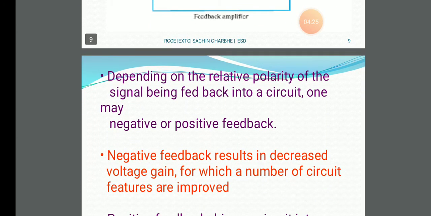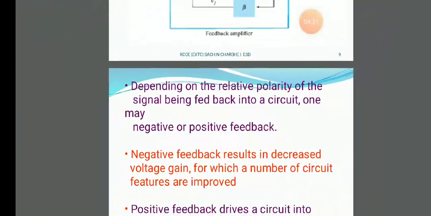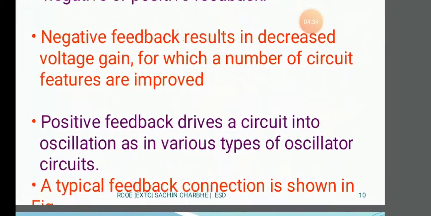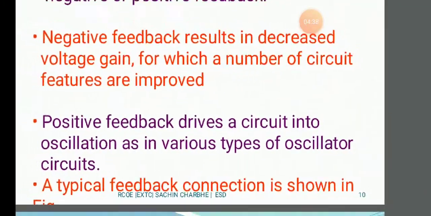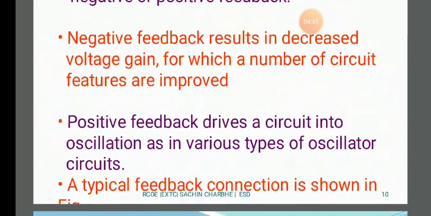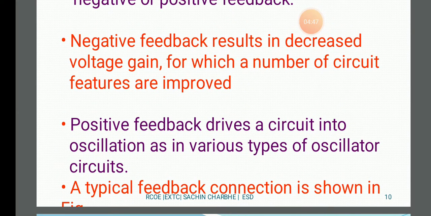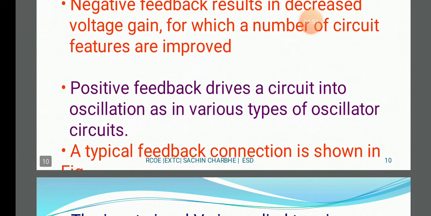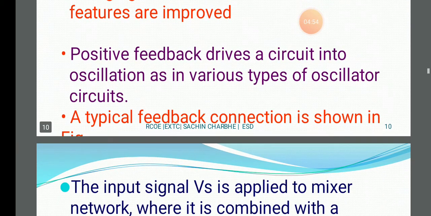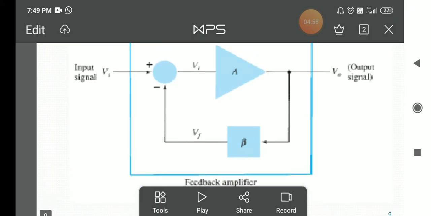Now, depending on the relative polarity of the signal being fed back into the circuit, we get negative or positive feedback. Negative feedback results in decreased voltage gain, for which a number of circuit features are improved. Positive feedback drives the circuit into oscillation, as in various types of oscillators. So positive feedback is used for oscillators, and negative feedback is used for amplifiers. The typical feedback connection is shown, as we have already seen in previous slides. This is the feedback amplifier.